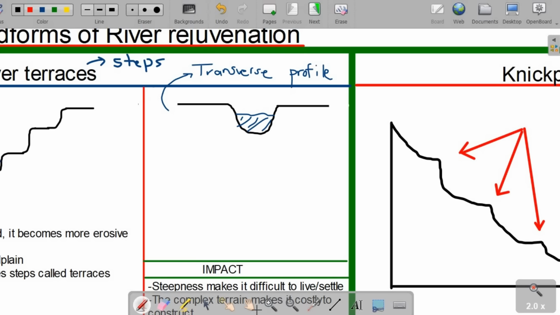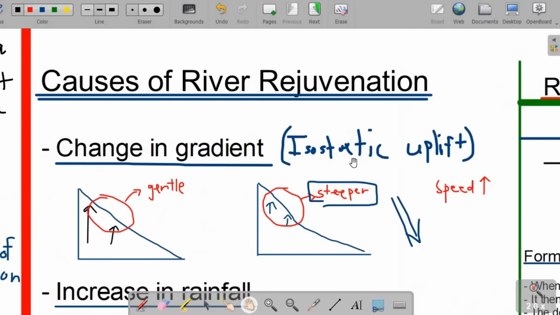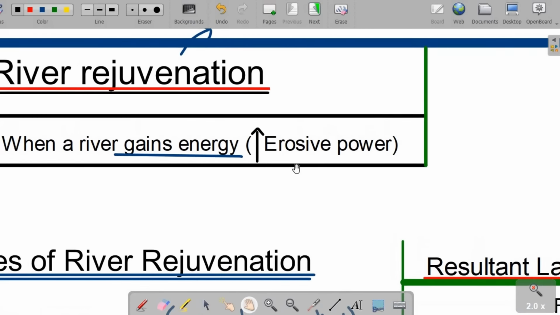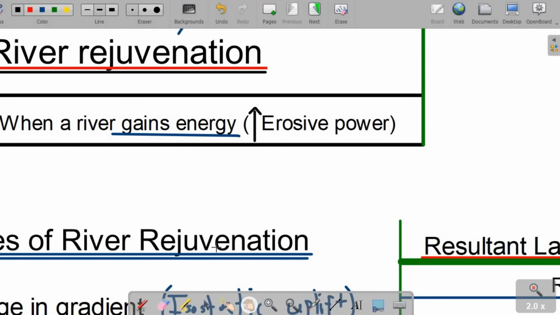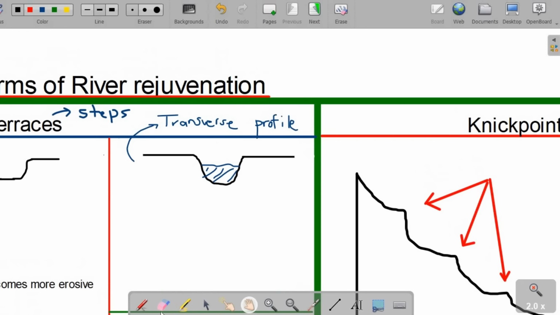Okay, so when it is rejuvenated, now remember what I said in the beginning. Whenever a river gets rejuvenated, its erosive power increases, and it particularly erodes going downwards. It digs, or it vertically erodes the riverbed. This means that if this river is rejuvenated, then it will tend to do what? To dig downwards.